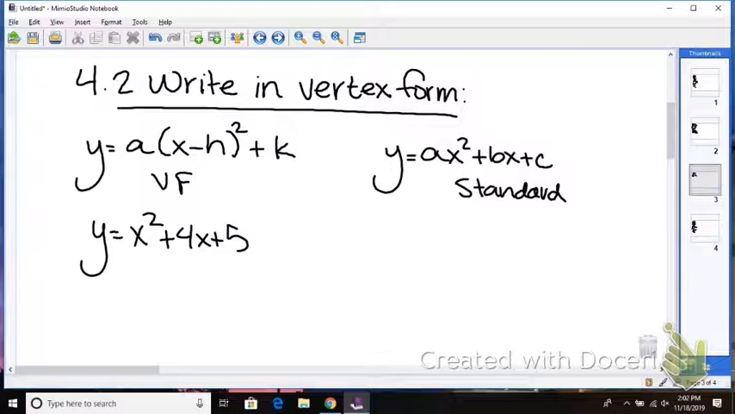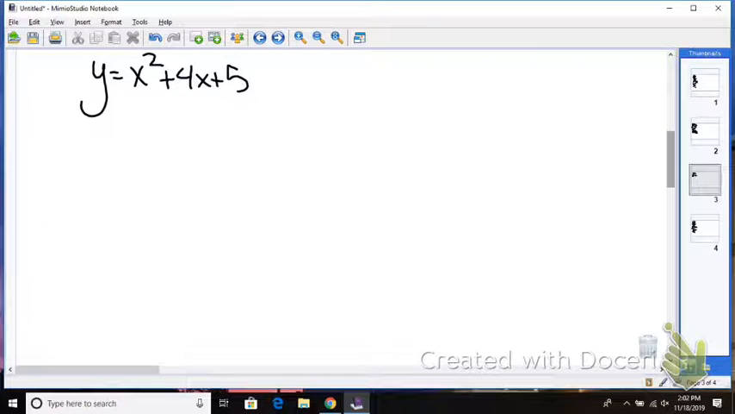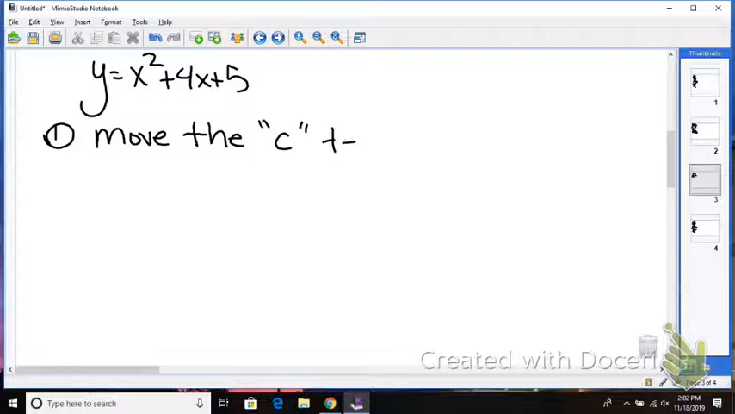And I'm going to say one more time, if you don't have these steps written down, you're going to be lost when you go to do your work, especially tomorrow when you have a night to sleep on it. So make sure you at least write my steps down. So we're going to start with, we know this is A, B, and C, right? So step 1 is to move the C term to the other side.